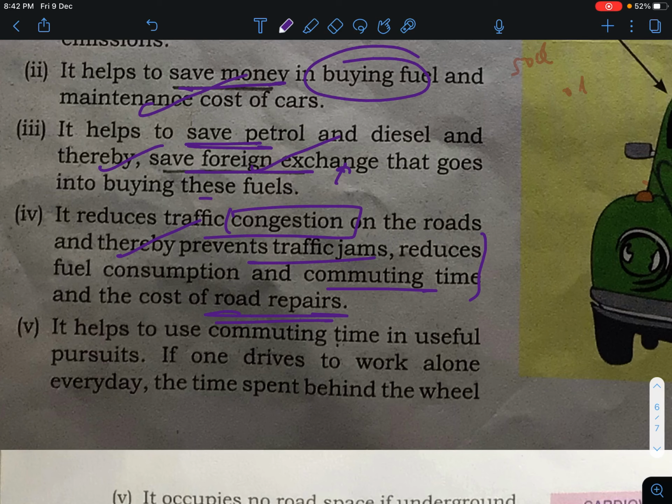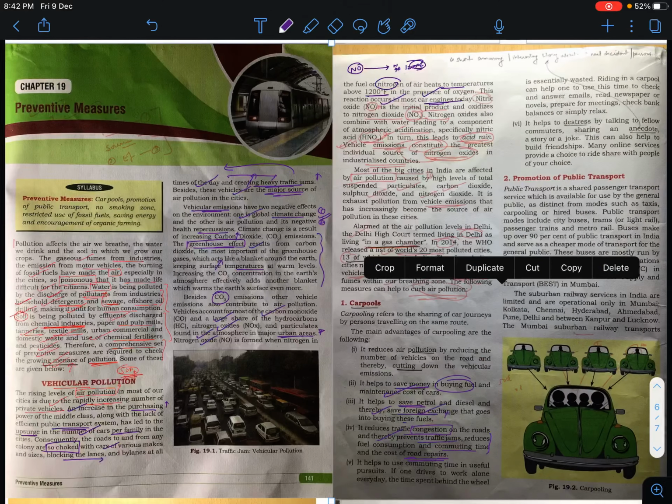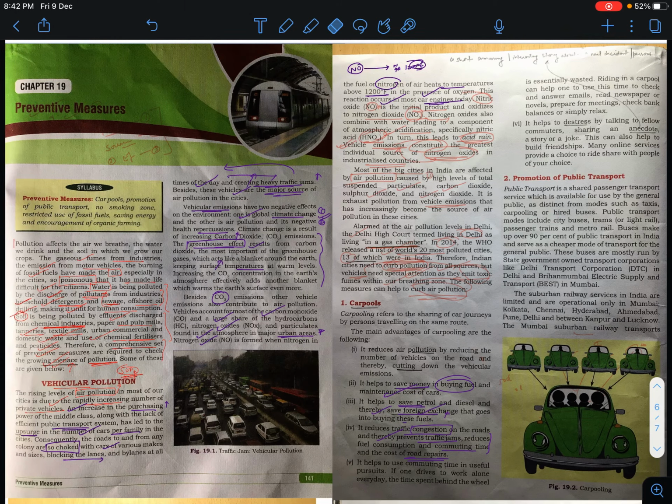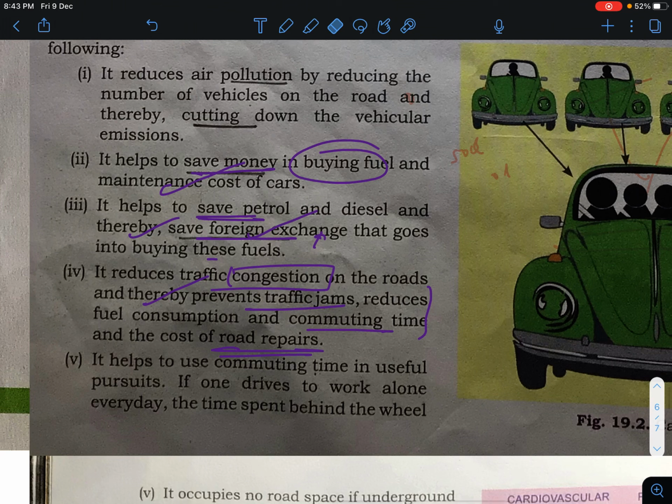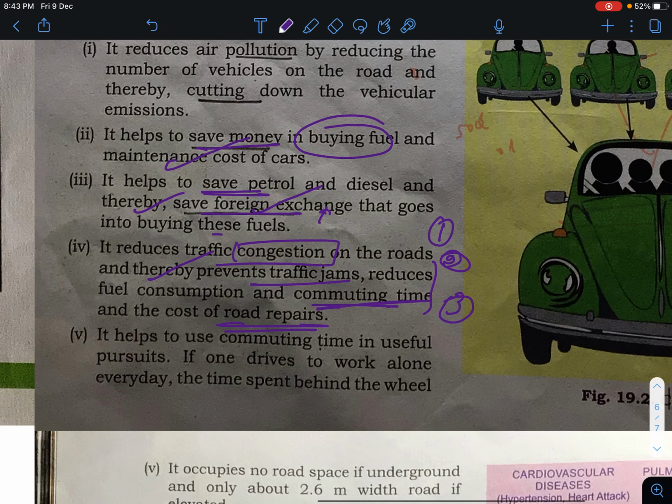By carpooling, what is going to reduce first? It reduces the traffic congestion on the roads, and thereby prevents traffic jams. First one is that it prevents traffic jams. Second one is that it reduces fuel consumption, and third one is that it reduces commuting times and the cost of road repair also.